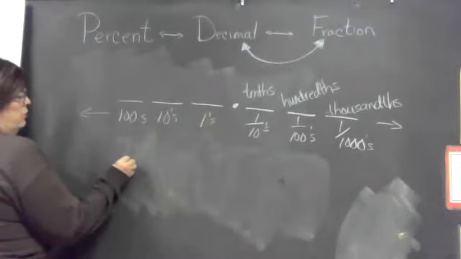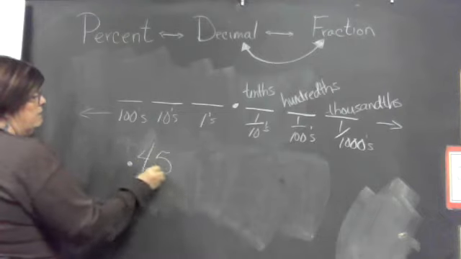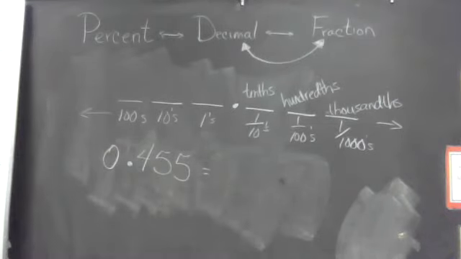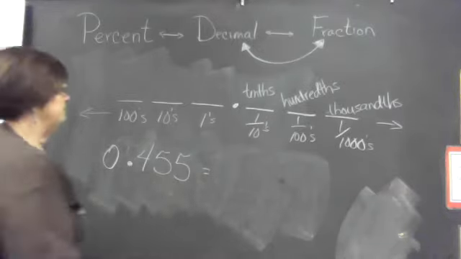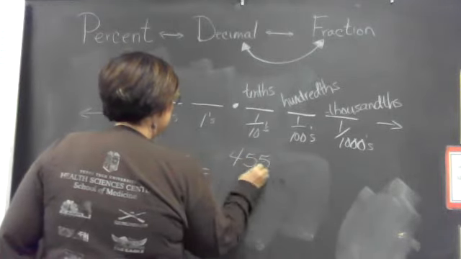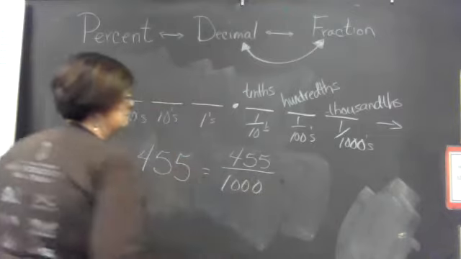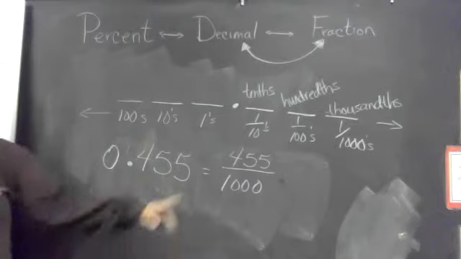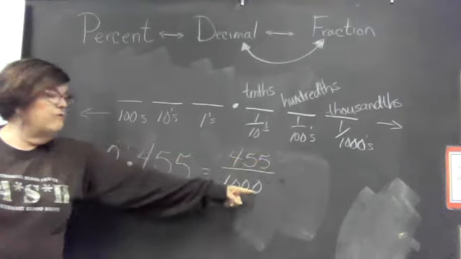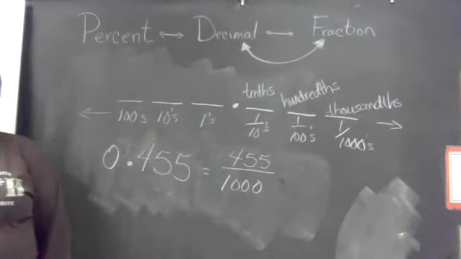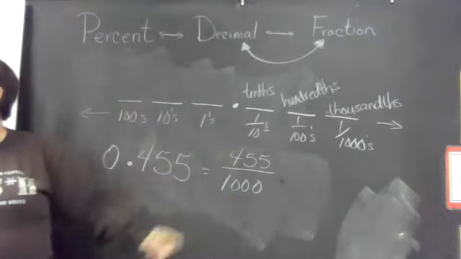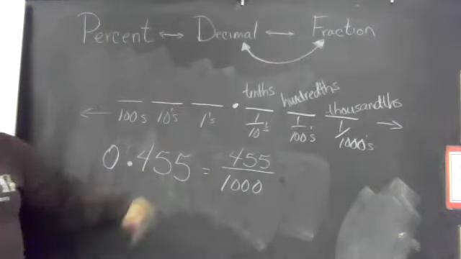How about 0.455? Change this to a fraction, please. Look at the last spot. Okay, that's right. Is this what you got so far? Okay. And if it ends in a 5 or a 0, you know you can divide by 5. So try dividing by 5 before you use the calculator to find the lowest terms, and then use your calculator to check it. Okay, so divide the top and the bottom by 5.